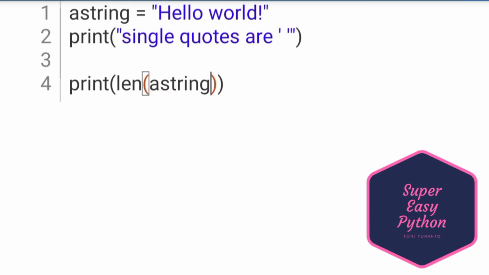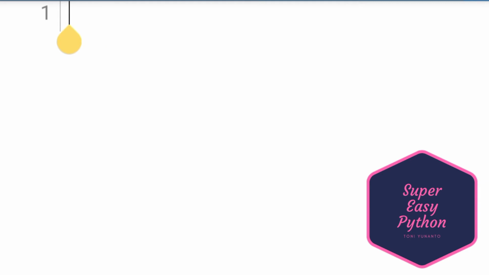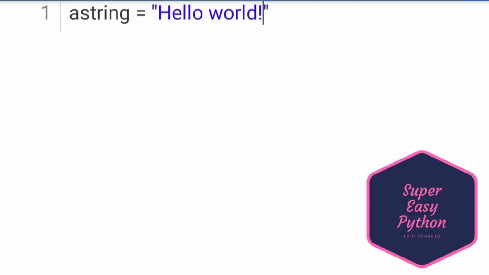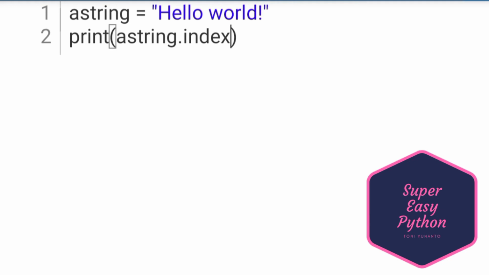Again, look at this example. A string, and then equals to, hello world, okay, and then next print, bracket, a string, and then dot index, and then bracket, O.